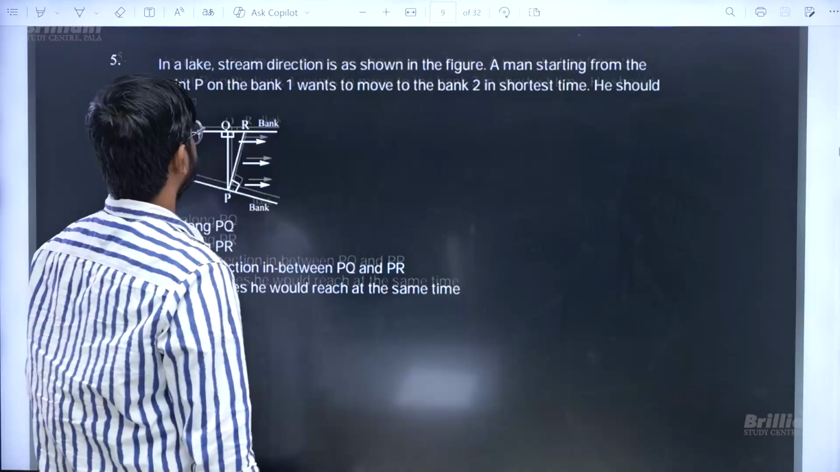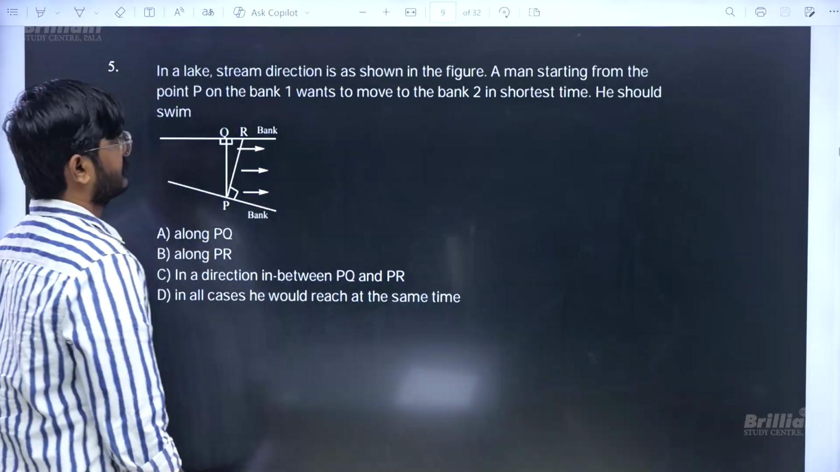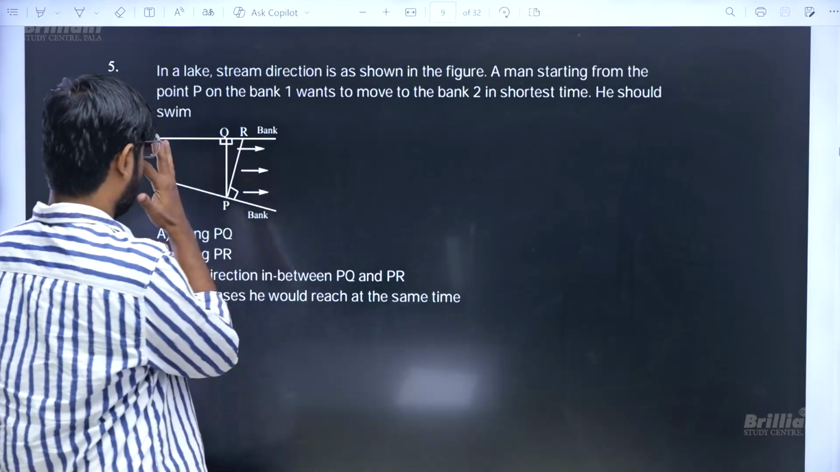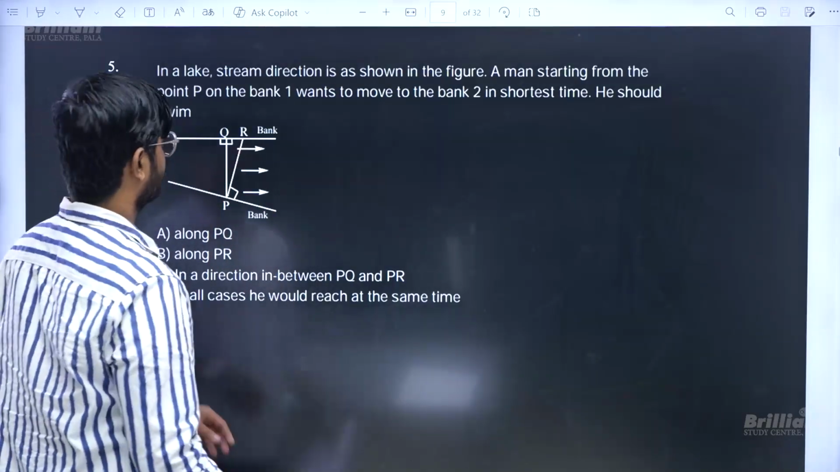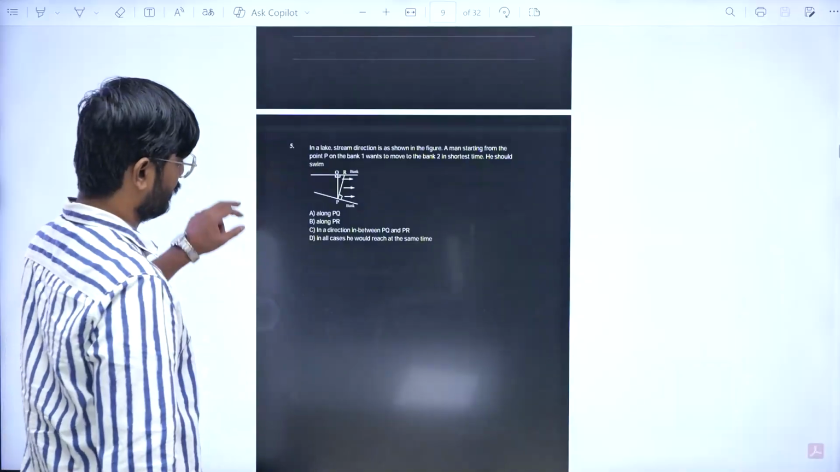In a lake, stream direction is as shown in the figure. A man starting from point P on the bank wants to move to bank 2 in shortest time. How should he be moving?